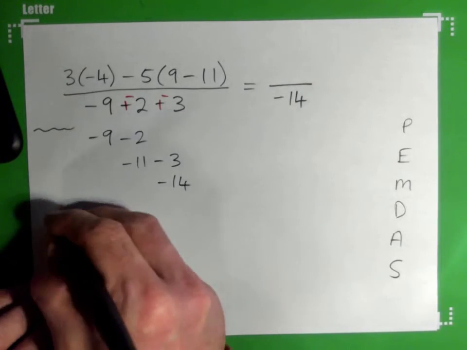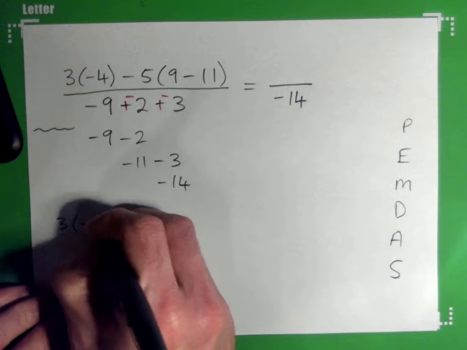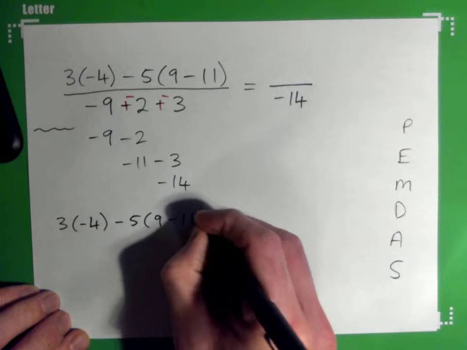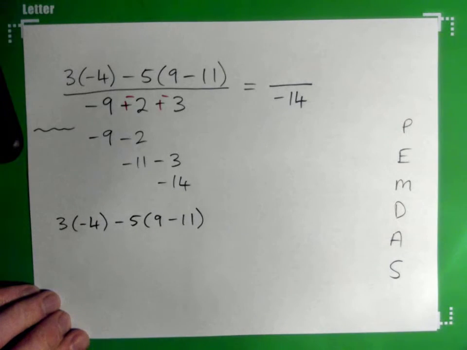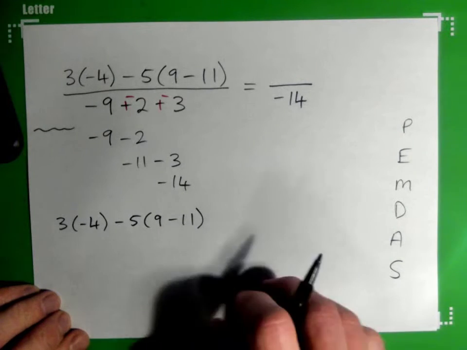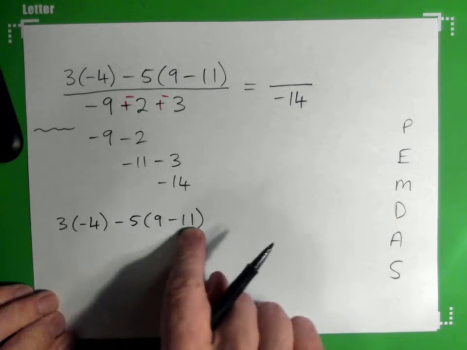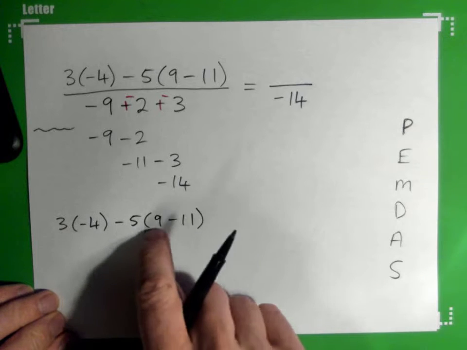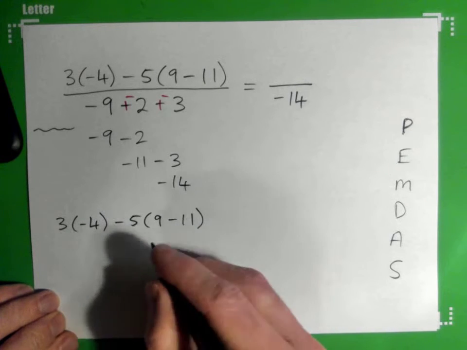Now the top, 3 times negative 4 minus 5 times (9 minus 11). So we have something to figure out inside of a parentheses. We've got to follow the order of operations. So inside this parentheses, there's 9 minus 11. What does that make?